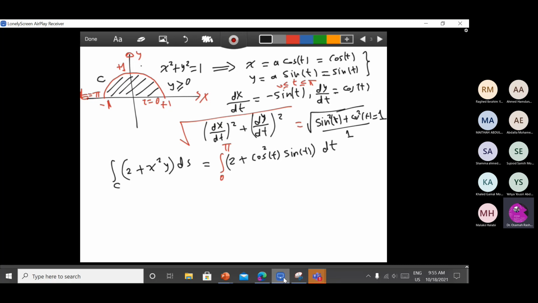Do you have your calculator? Can you do this one in your calculator, please?